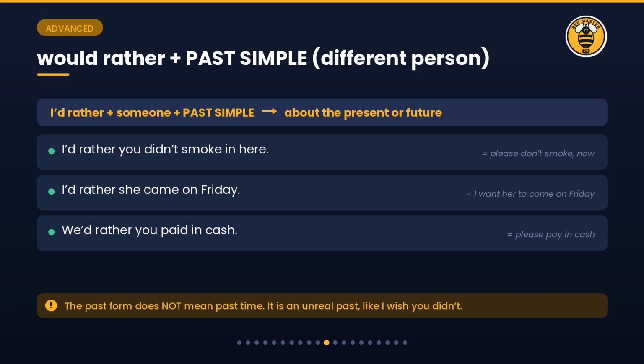Now, look carefully. Didn't, came, paid. Those are past forms, but none of these sentences is about the past. They are all about now or about the future. This is what grammar books call the unreal past. It is the same feeling as I wish you didn't smoke. The past form creates distance and politeness, not past time. Learners very often say, I'd rather you don't smoke. That is the error. It must be didn't.